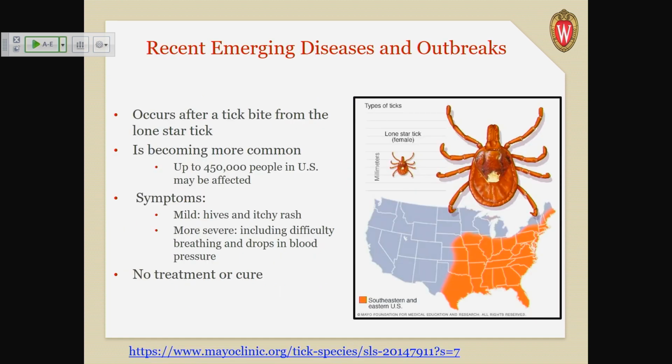All right, last one. This particular disease occurs after a tick bite from the Lone Star tick. It's becoming more common. I think there's upwards of 110,000 cases known to CDC, but it could be 4-fold higher. Symptoms can range from mild to severe. The mild ones generally are hives and an itchy rash, but the more severe ones can be quite severe with difficulty breathing and really big drops in blood pressure. And as of now, there's no treatment or cure.